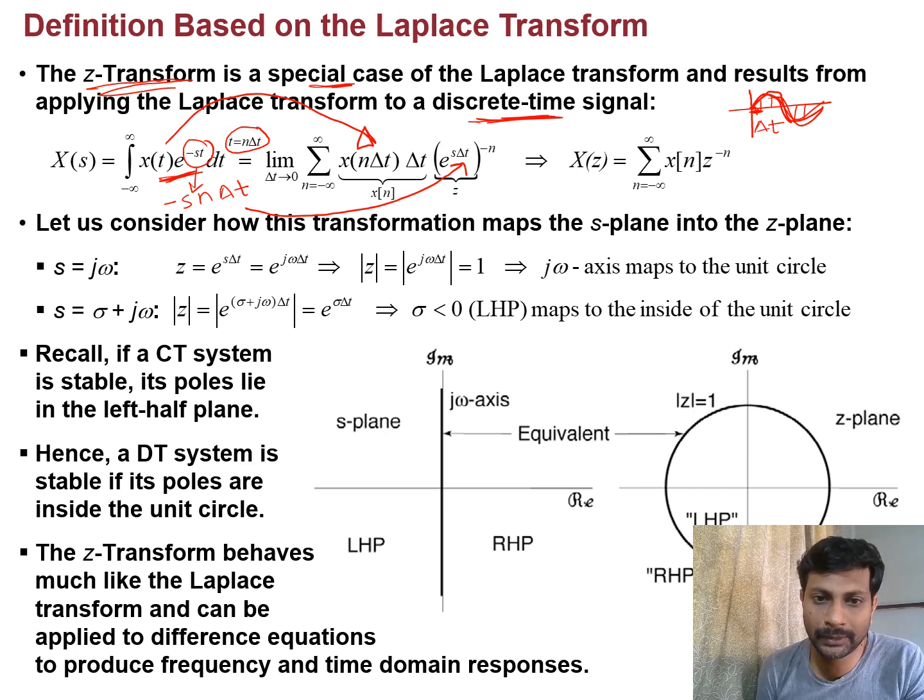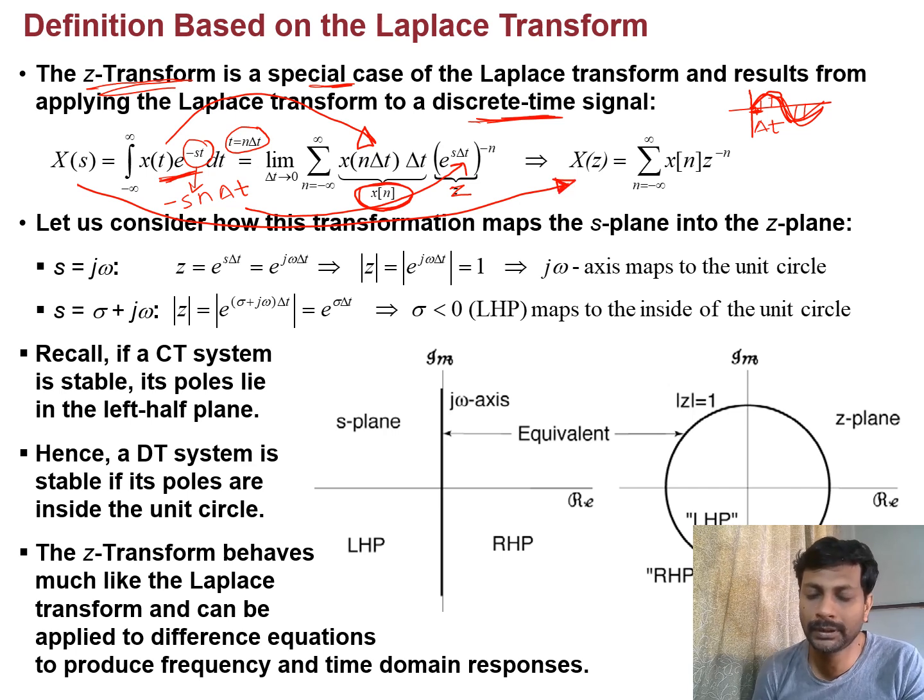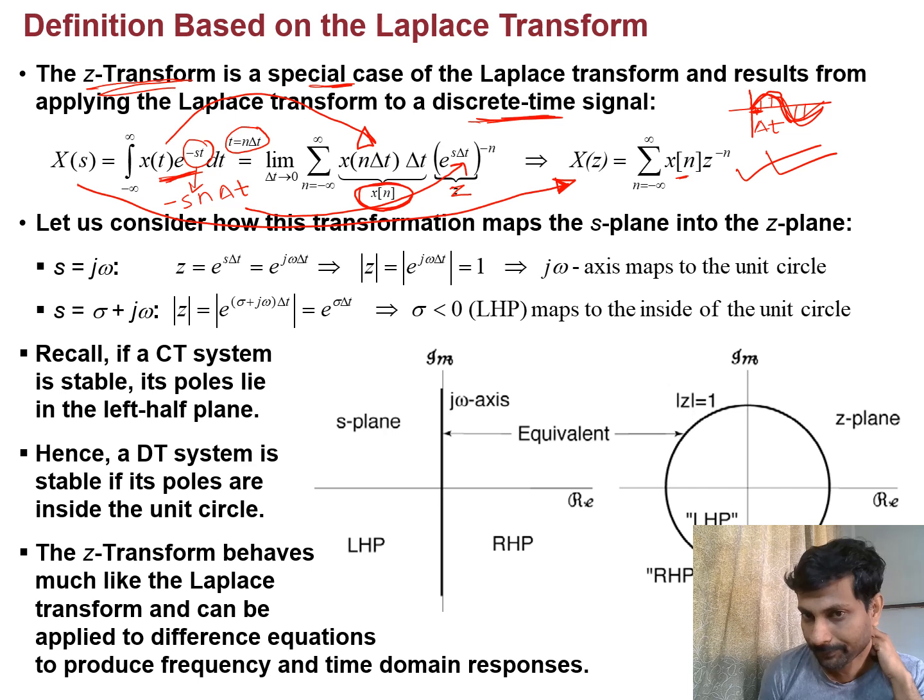So the first term becomes x[n]. As you can see, it is a discretized form of x(t), continuous time to discrete time. So x(t) changes to x[n], and e to the power s delta t changes to z. So we can ultimately represent the Z transform as X(z), that is, from Laplace domain it is transferred to the Z domain, equal to summation n equal to minus infinity to infinity of x[n], that is the discrete signal, z to the power minus n. So this is the formula for Z transform X(z).